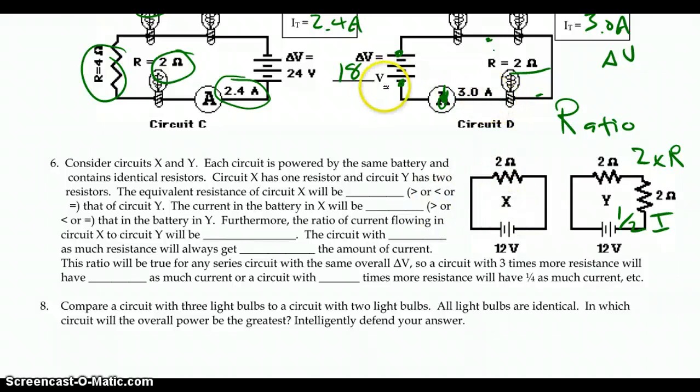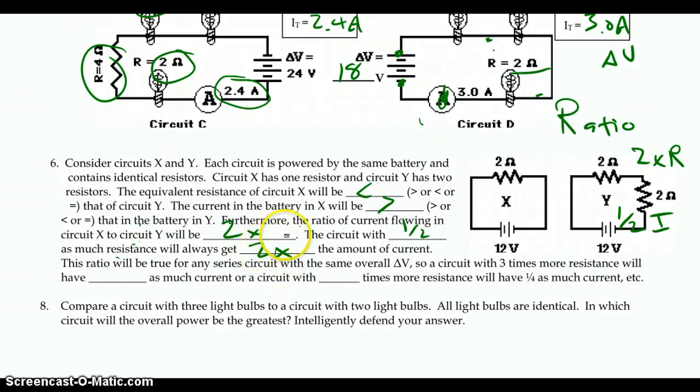So the equivalent resistance of circuit X would be less than, it would be 1/2 of circuit Y. The current in battery X therefore would be greater than, it would be in this case 2 times more. So the ratio of current flowing in circuit X to circuit Y would be 2 times more, and the circuit with half as much resistance will always get 2 times the amount of current.